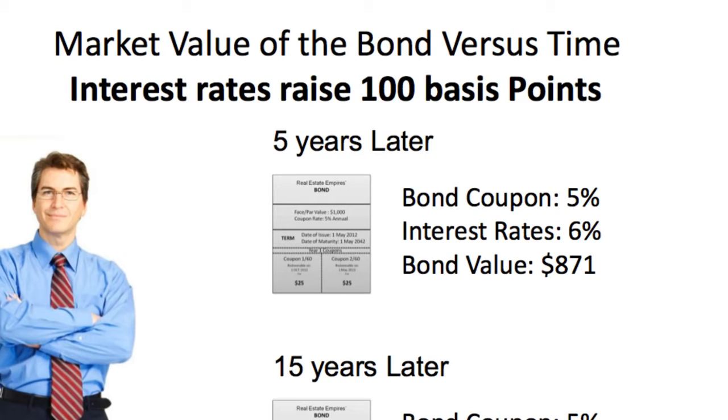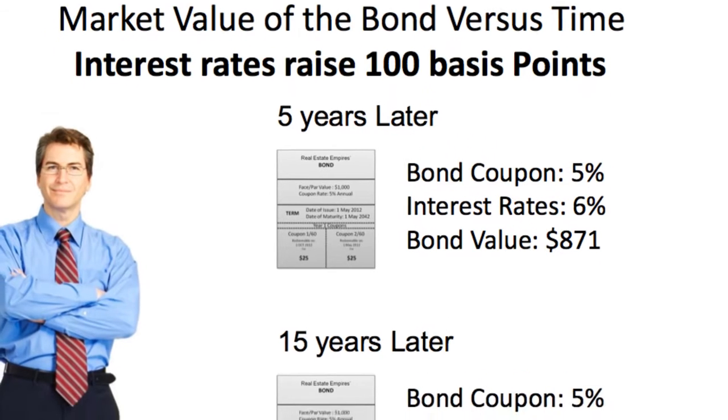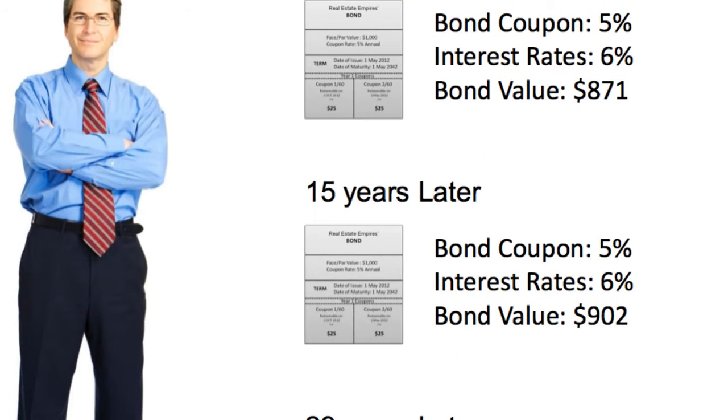And so what happens is his bond value has gone down significantly to $871. Okay, now let's look at the 15 year. Let's assume Jesse bought his bond, held it for 15 years, and wanted to sell it 15 years later. And we look down there and we see the coupon rate that he bought it for was 5%.